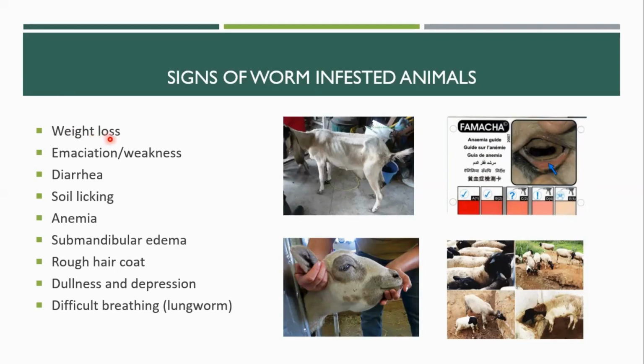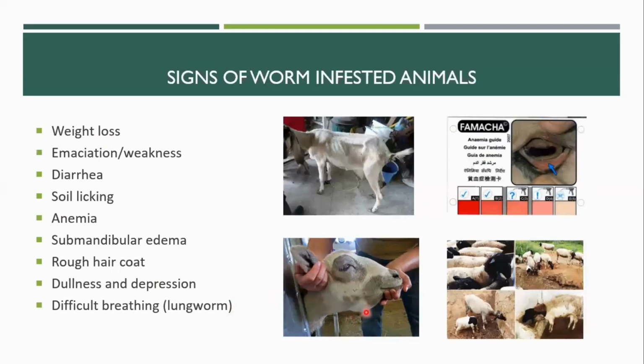because parasites digest or use the nutrients of the animal, and it could be emaciation, it could be diarrhea because of parasites, it could be soil licking, which is known as pica. Then it could be anemia because most of the parasites suck the blood and result in anemia. And it could be submandibular edema.